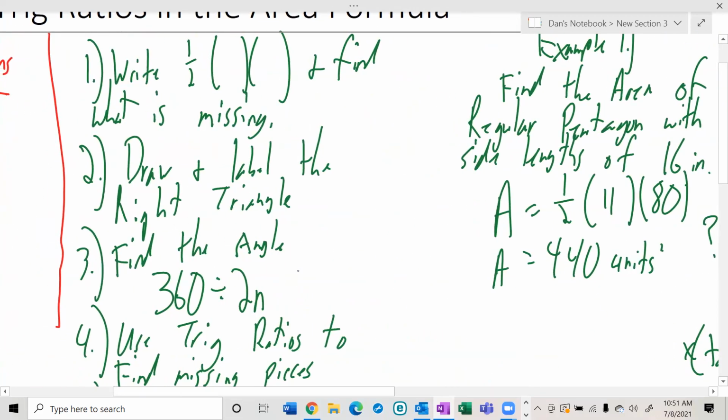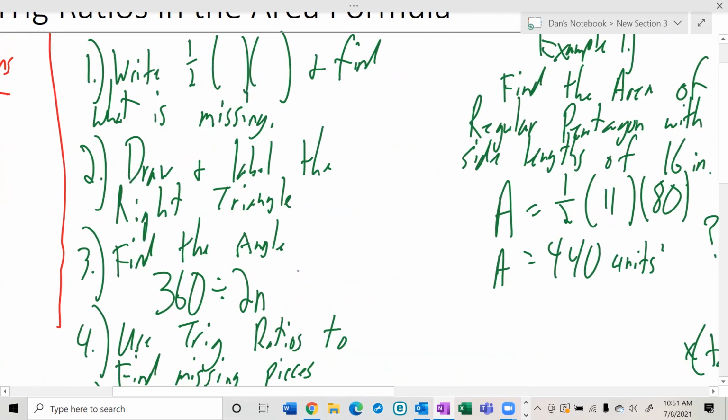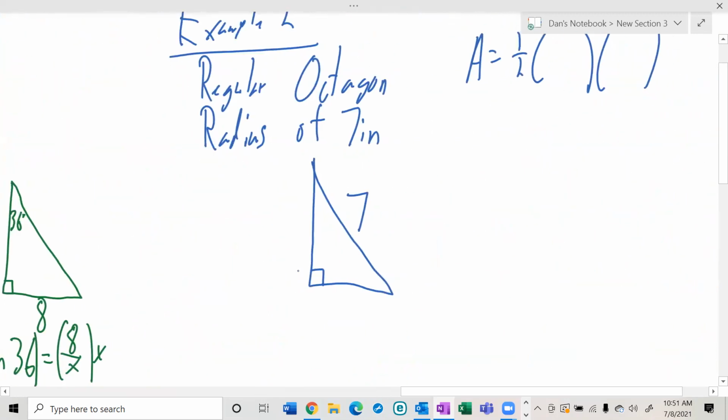Okay. Draw and label the right triangle. We got that. What's next? We got to find this angle. Let's figure out what this angle is. 360 divided by twice the number of sides. Multiple people do that. 22.5. Everyone agree? 22.5. Okay. Now we can use this info to figure out the apothem and eventually figure out the perimeter.